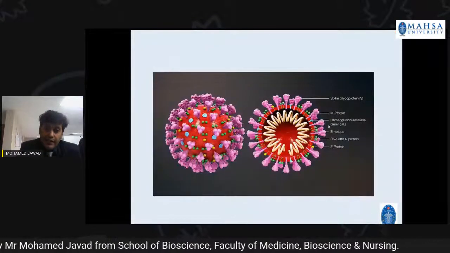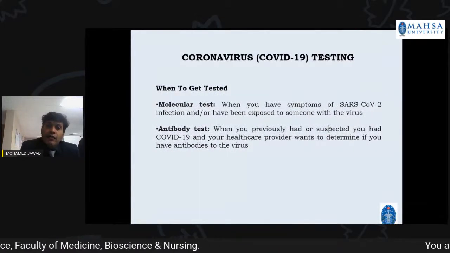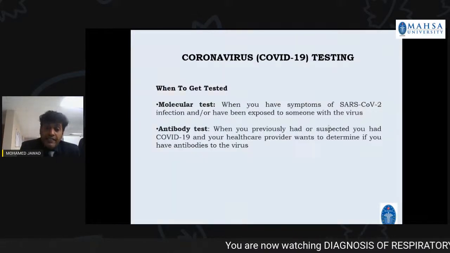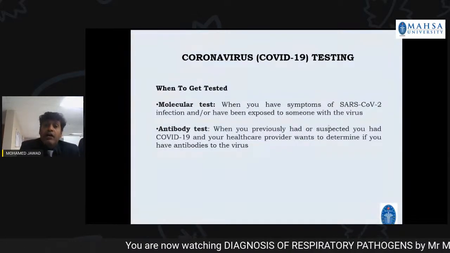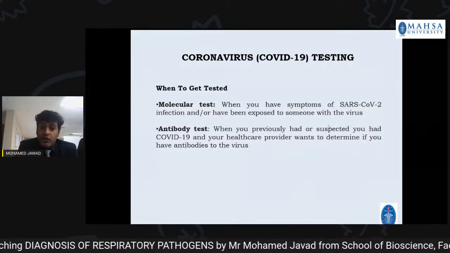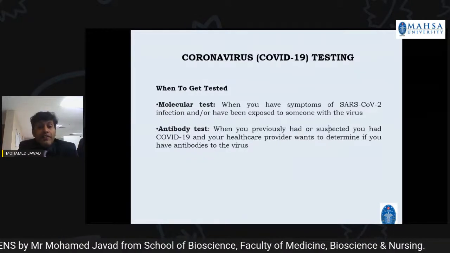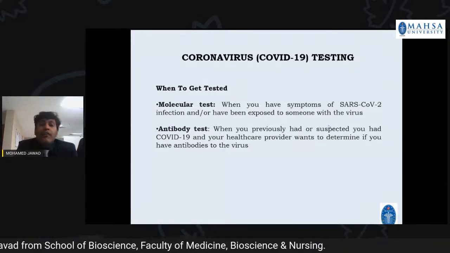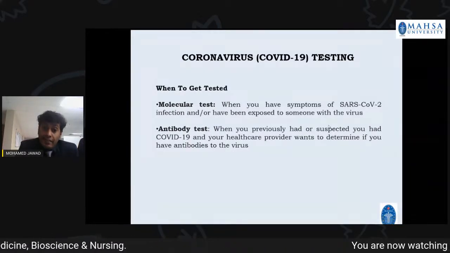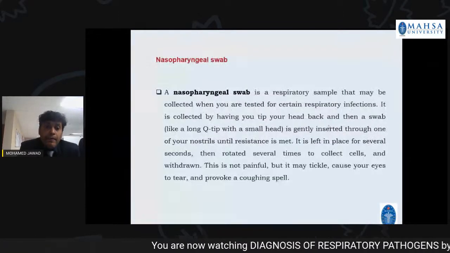So, the virus is an RNA virus. Mainly for testing, we usually have to conduct molecular methods, which are rapid identification methods. When we are showing symptoms or have been exposed to someone with the virus, we have to do a molecular test, PCR and so on. The antibody test is for when you previously had a suspected COVID-19 infection and your healthcare provider determined you have antibodies; we have to check for antibody detection.